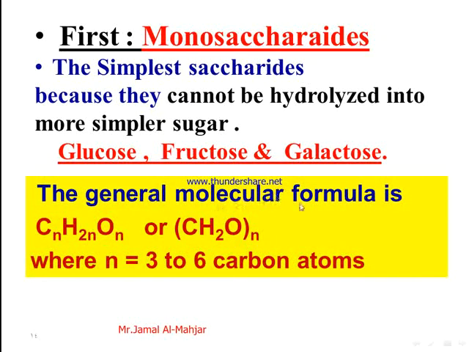The general formula of monosaccharides is the same as the general formula of carbohydrates. It is CnH2nOn, or you can write it (CH2O)n. But you have to notice here n should be from 3 to 6 carbon atoms if we have monosaccharides. And in general, in carbohydrates, the n starts from 3.